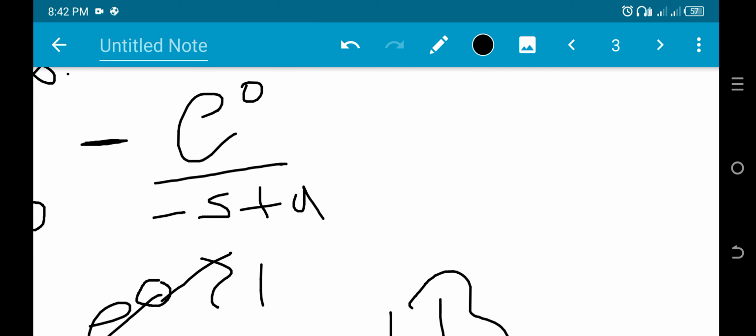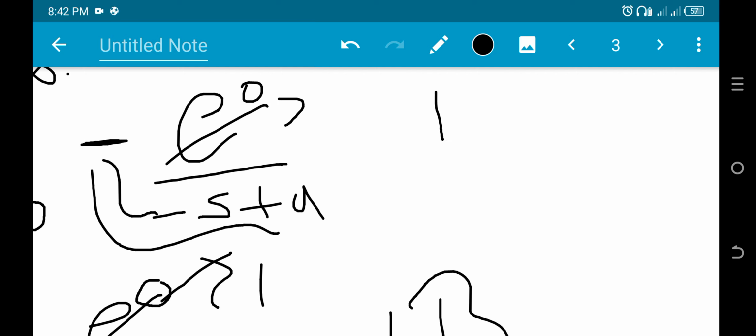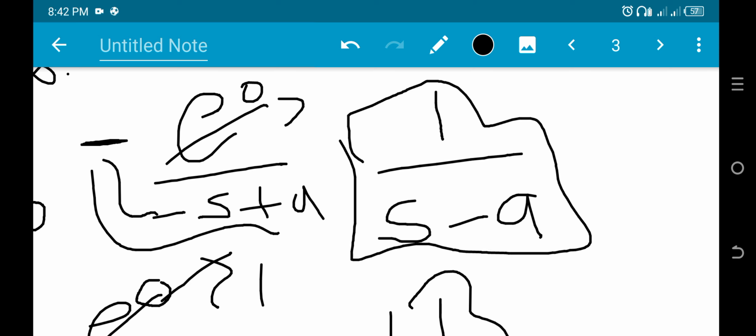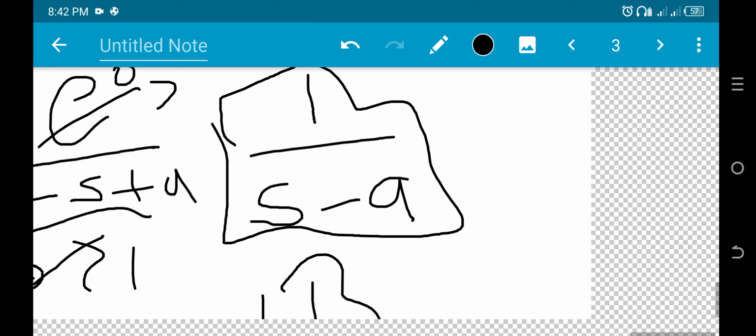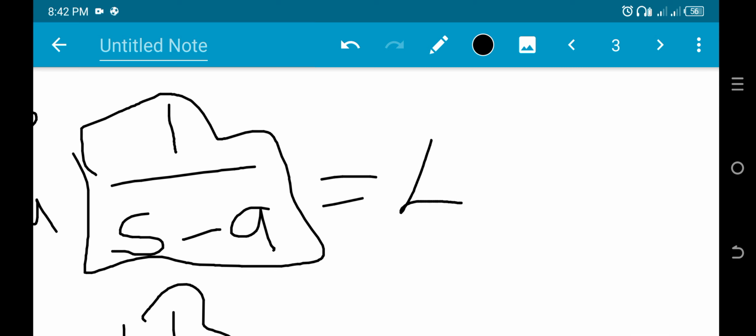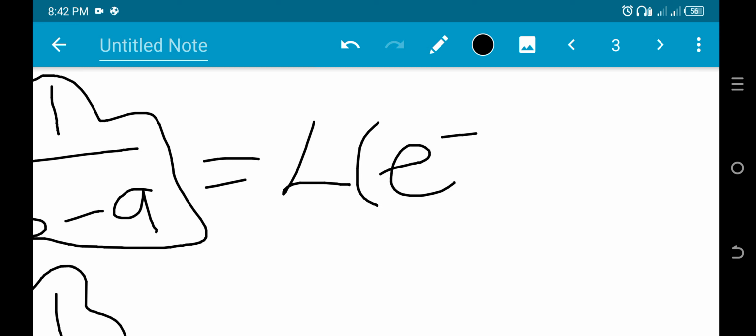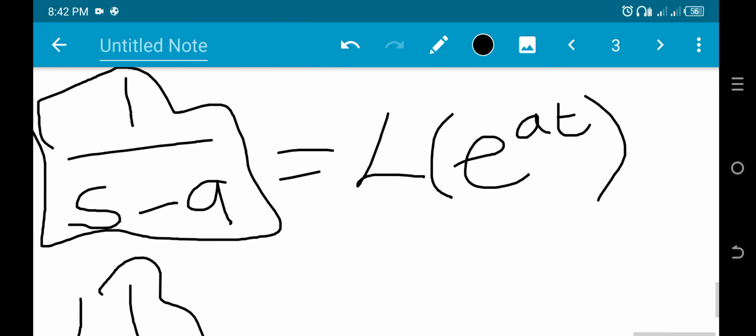So if we distribute the negative here and here, we're just going to have 1, since this is 1, over the s becomes positive, then the positive becomes what? Negative. So we are still going to get the same answer. So this is equal to the Laplace of this function.